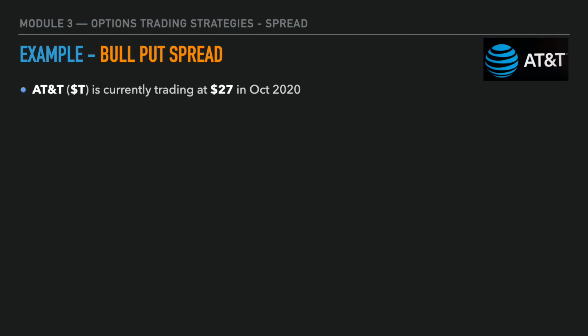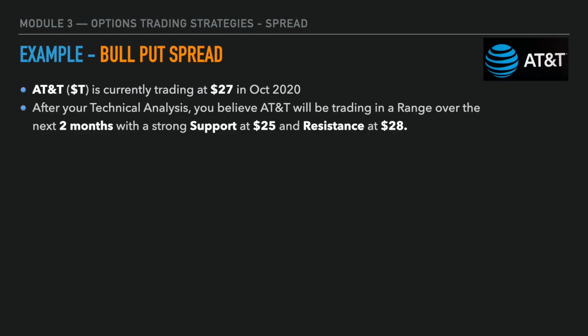AT&T stock is currently trading at $27 per share in October 2020. After you did some technical analysis, you believe that AT&T will be trading in a range over the next 2 months, with a strong support level at $25 and a resistance at $28.